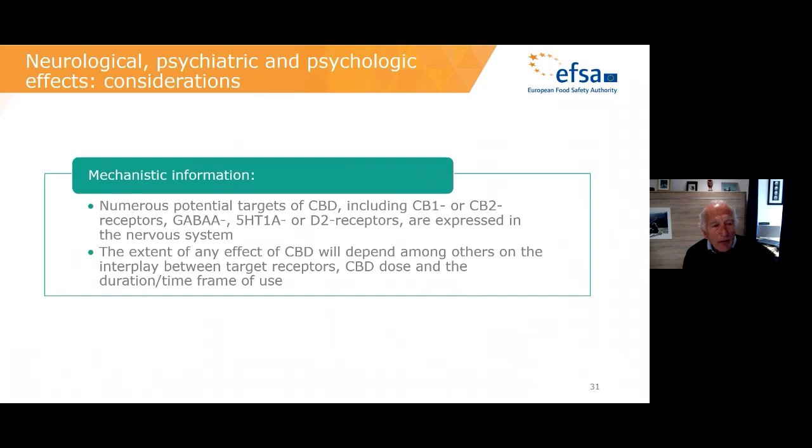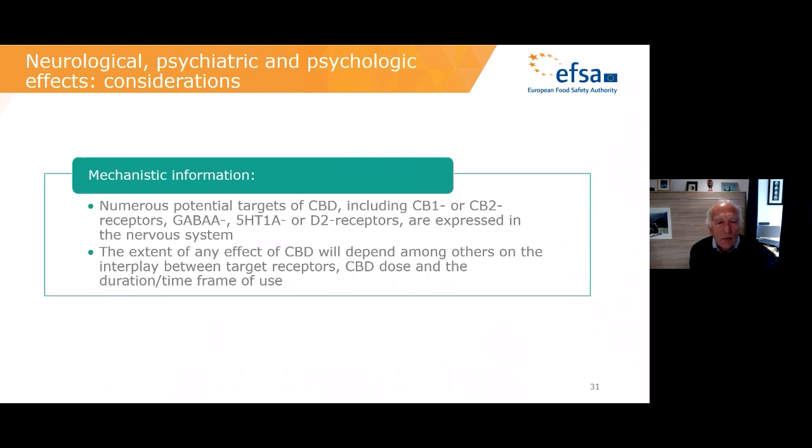So when we're thinking about the relationship between CBD and these psychological outcomes, it's not really that surprising. When you look at the statement, we've got some information in there about the way that CBD works, and you can see that there are numerous targets for it, including the cannabinoid receptors, the GABA receptors, 5-HT1A and D2 receptors, all of which can interact both agonistically and antagonistically with CBD.